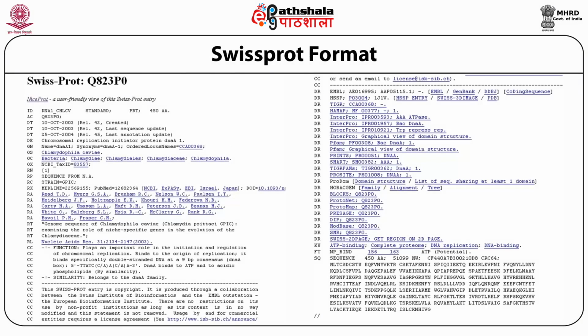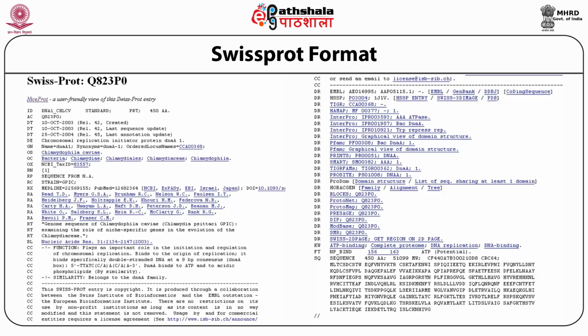In slide number 17, you can see the Swissprot format. It is for the protein sequences, and again you can find information here. Swissprot contains a primary accession number. You can see here the primary accession number is Q823P0. So if you want to search for information about this protein, if you simply put this primary accession number, you will directly get this information. Otherwise you need to search by the name or by any other information.